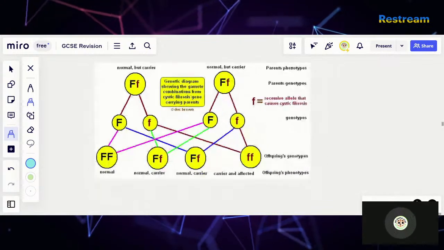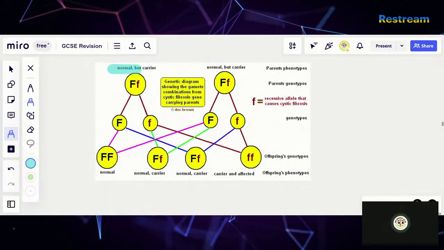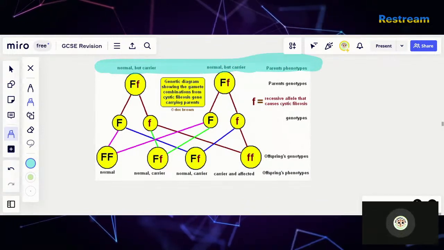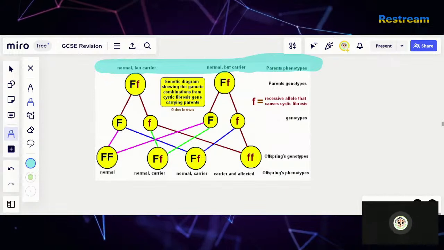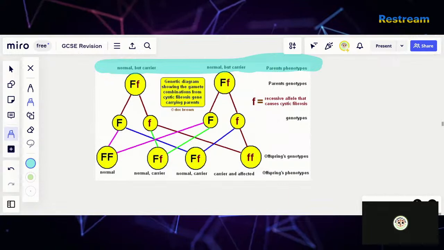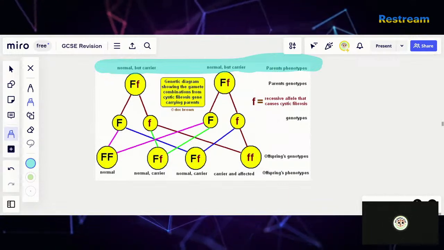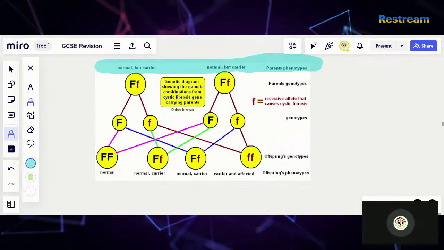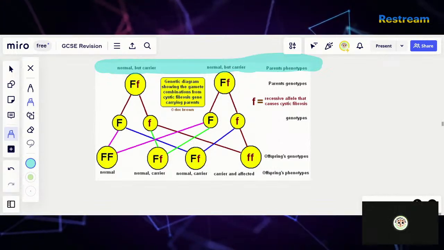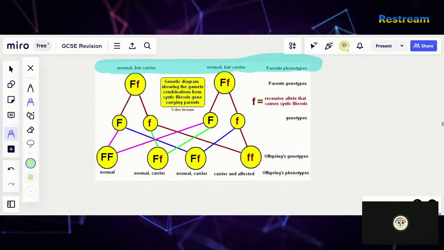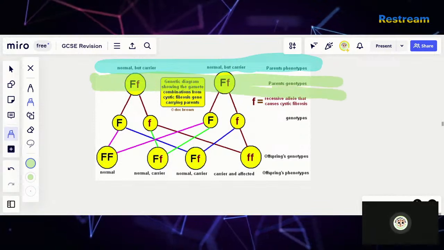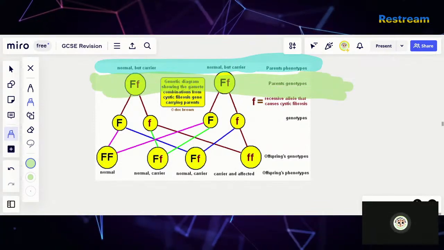At the top of this diagram, you've got this line here. This shows the parents' phenotype, the physical characteristics. You can see that the parents are both carriers of cystic fibrosis. They both do not have the disease, but they are carriers of the disease. So in a genetic diagram, the first line will always be the parents' phenotype. Then the second line will be the parents' genotype, so this is the genes that they have.